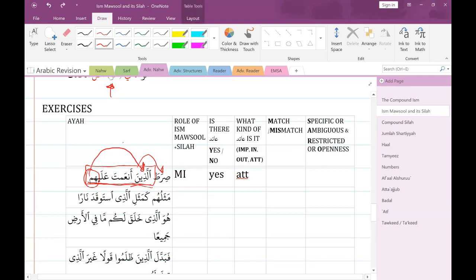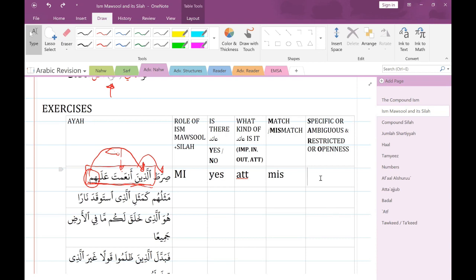Now, is it a match or a mismatch? The a'id matches, but what about the verb and the alladhina? Is that a match or a mismatch? Mismatch, right? The verb an'amta is a mismatch. Exactly. The inside pronoun here is anta, and alladhina is hum. So this is a clear example of a mismatch. And that's why we expect an a'id, and that's why an a'id came back, because it's clearly a mismatch here. An'amta is talking about you, but alladhina is them. So it's a mismatch.